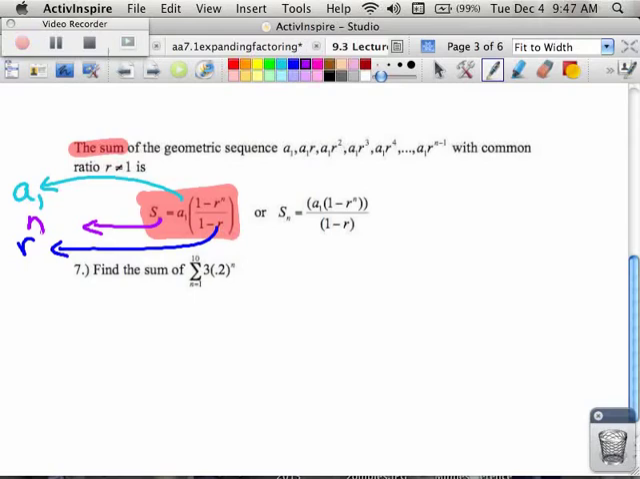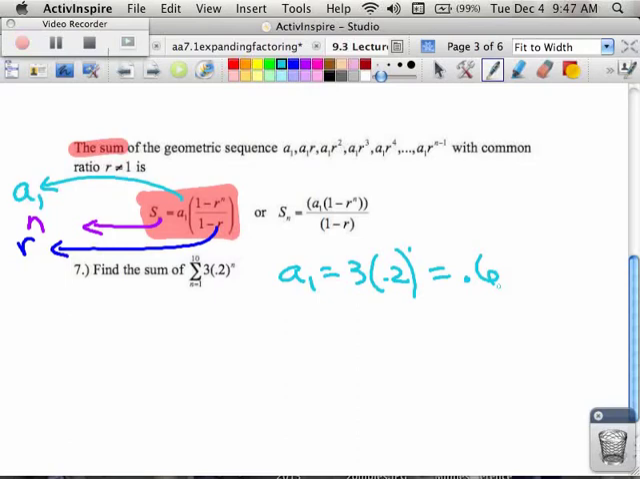Number 7, find the sum. So the first thing I need is A sub 1. A sub 1 is equal to 3 times 0.2 to the 1 power, because my n starts the counter on the bottom of the sigma with a 1. So 3 times 0.2? 0.6 or 3/5. Take your pick.